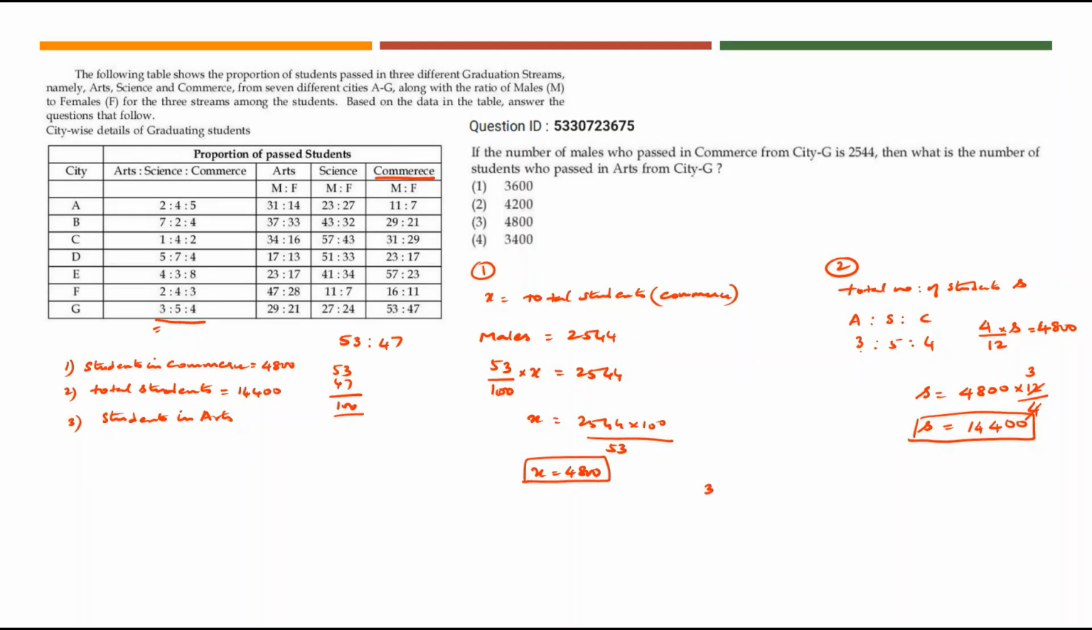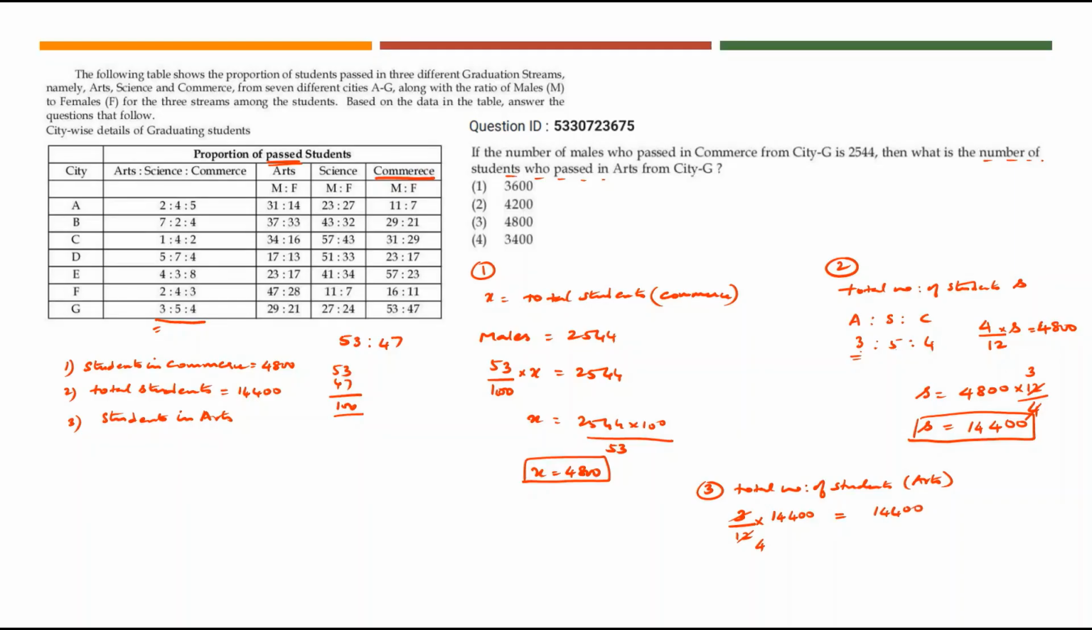Now we have to find the total number of students in Arts stream. They have asked the number of students who passed in Arts. Here they have mentioned the proportion of passed students alone, so we are going with the total number of students in Arts stream. From the proportion that is given, how much is Arts? It is 3. So 3 divided by 12 into the total count, 14,400, which is equal to, this will be 4.